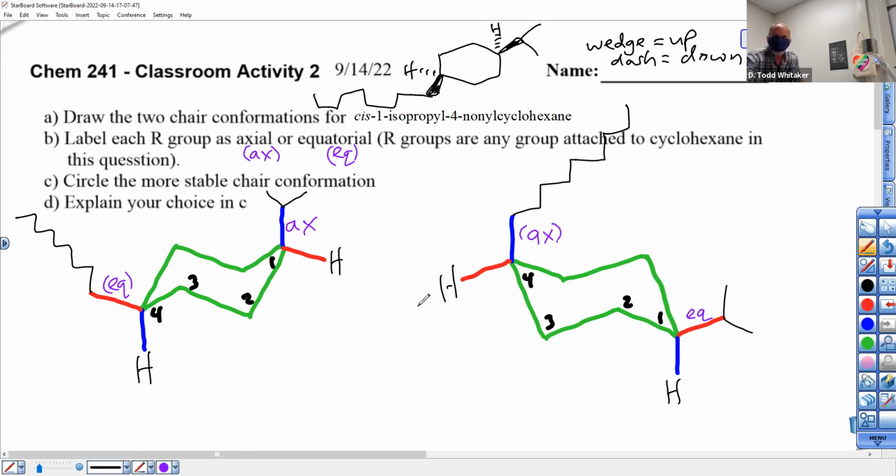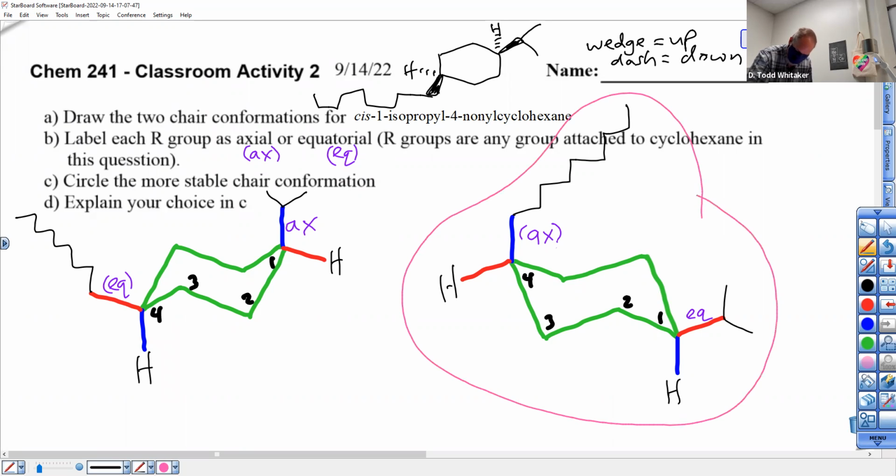Which chair are we circling? First one or second one? Which group's bulkier, the nonyl or the isopropyl? The isopropyl. It has a branch immediately off of the ring. That's bulky when you have a branch immediately off the ring. The nonyl has no branch at all. So where do bulky groups prefer to be, axial or equatorial? Equatorial. Please pick which molecule has the isopropyl on the equatorial. You labeled it.